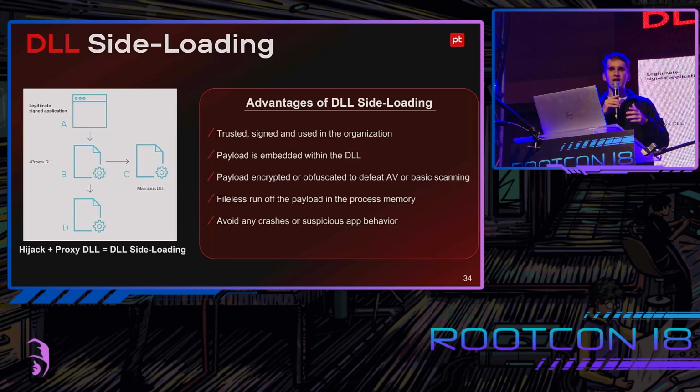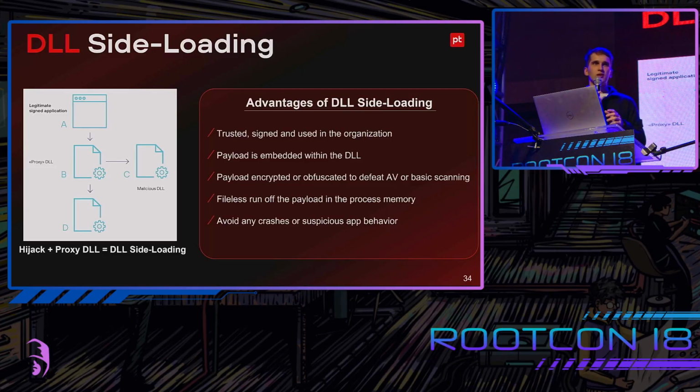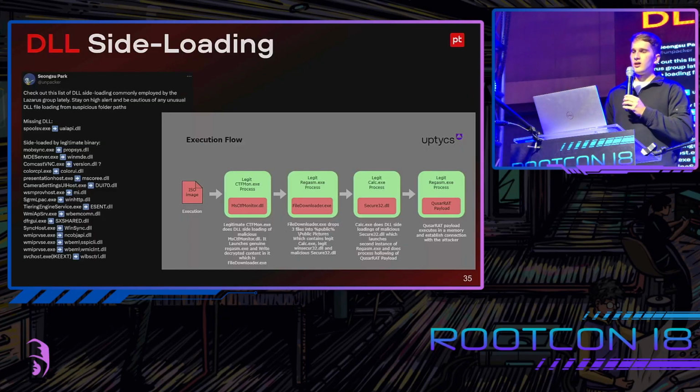And in this way, we have the following advantages. Our payload will be launched by a trusted, signed, and maybe massively used application in the organization. Our payload is embedded in the DLL. We can encrypt and obfuscate our payload in the DLL. We can use memory injection for our payload without touching the system and the disk. And we avoid any crashes and any error windows for a user. DLL side loading allows us to deliver just a container, a zip archive for example, with a legitimate application and a DLL with our payload without using the user execution stage. For example, without using LNK files, which we can use to run our binary file bypassing SmartScreen warning windows.